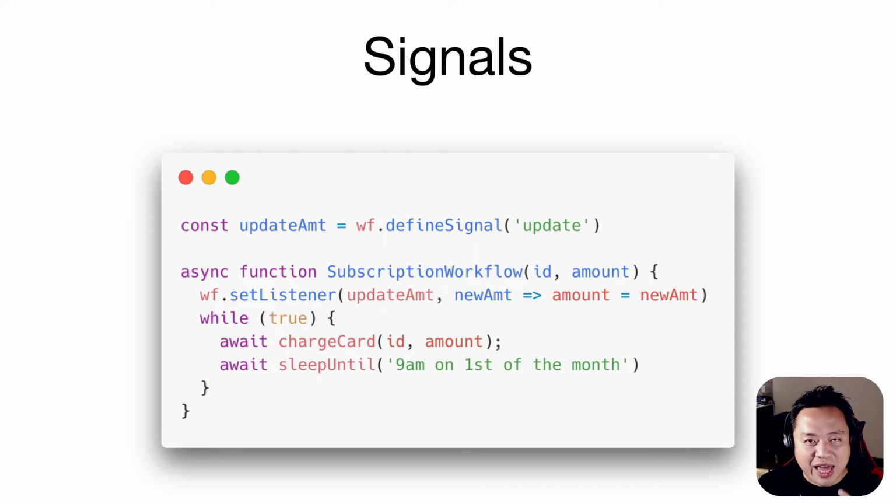Of course, as something is long running, you probably want to update something, or send in data, so that it can react to the external world. So we have this concept called signal, and signal is just a way to send in data to a running workflow. Here I have an update signal, and that lets you send in a new amount to charge. So if the person has upgraded their plan, they can send in a higher amount, and that will take effect at the next cycle of billing.